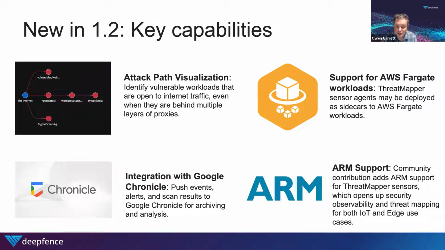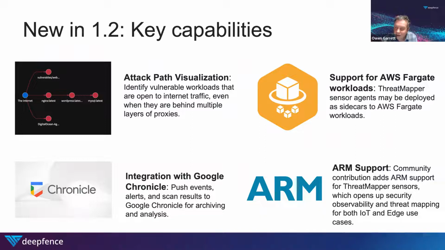We've built out the integrations. We've added integration with Google Chronicle, an emerging SIEM solution based on BigQuery that can process vast quantities of security-related data. Now, ThreatMapper, as you'll see, can push vulnerabilities and user activity out to Chronicle for offline analysis and archiving.